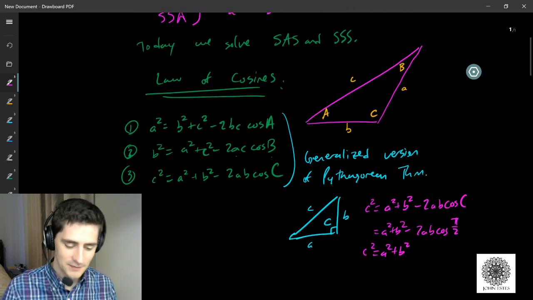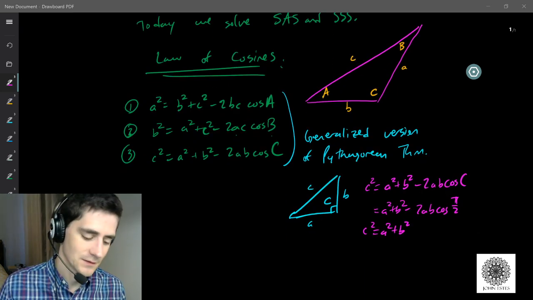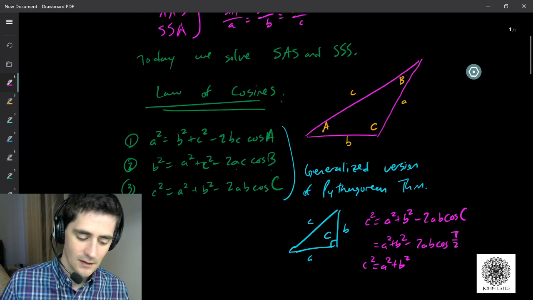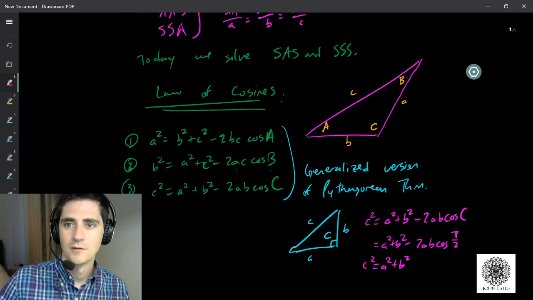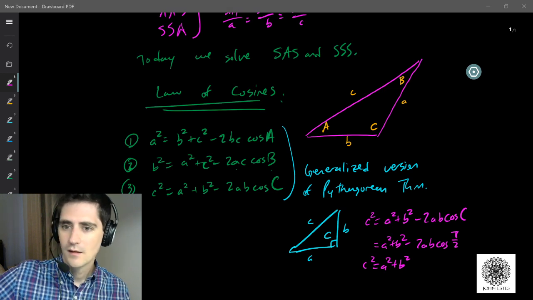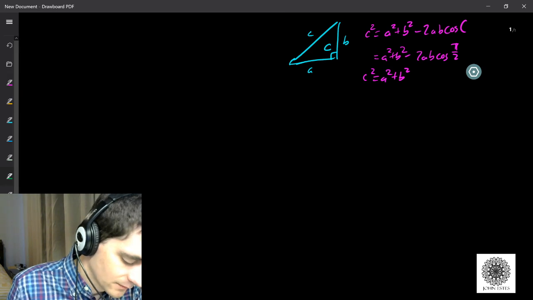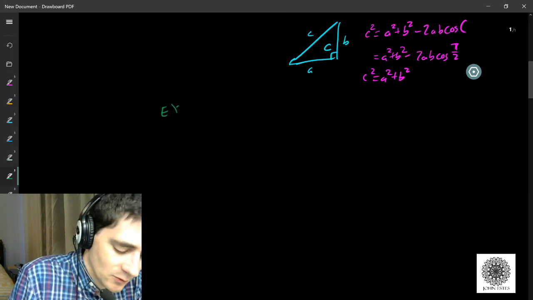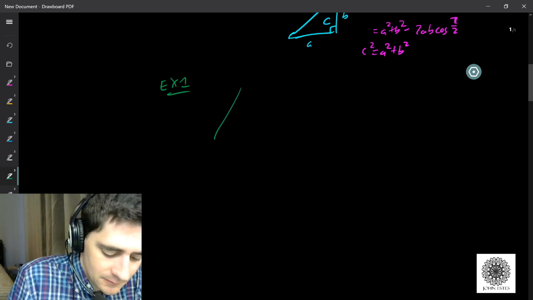All right, I hope that makes sense to you. Okay, now let's see how we can use it. So I said this is going to help us solve triangles that are side, angle, side and side, side, side. So let's take a look. And I'm going to pick an example here from the textbook. This is example 1. And here is what we know.